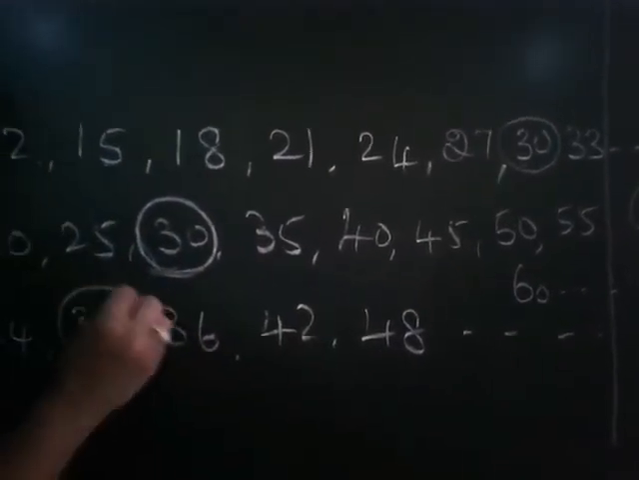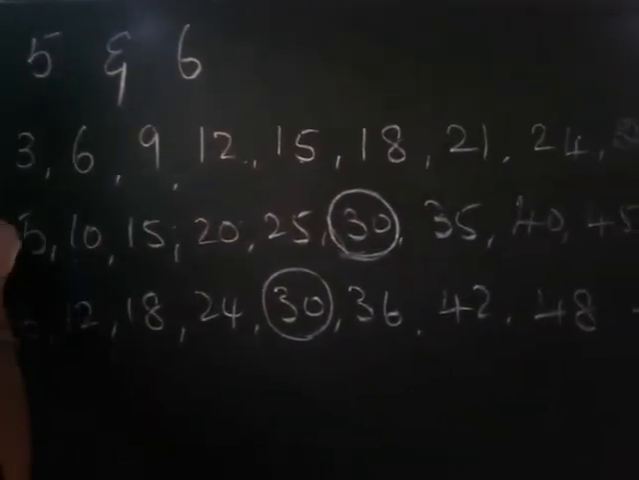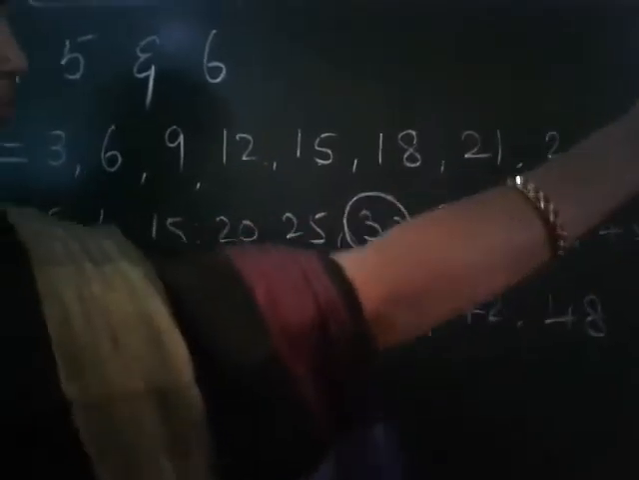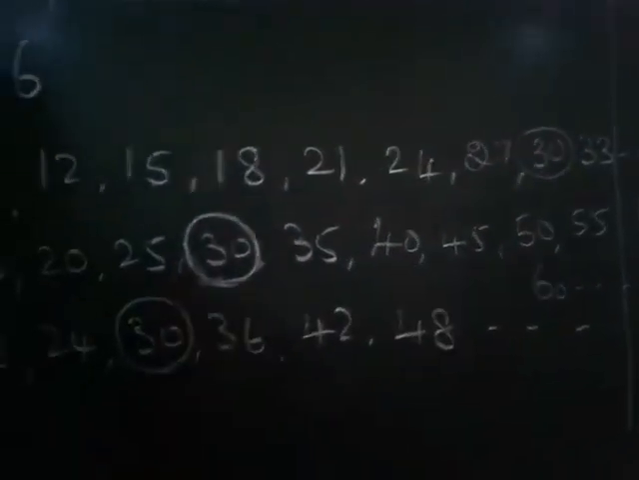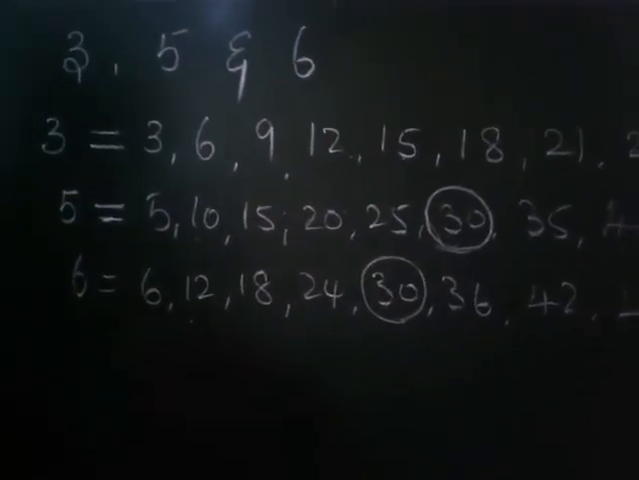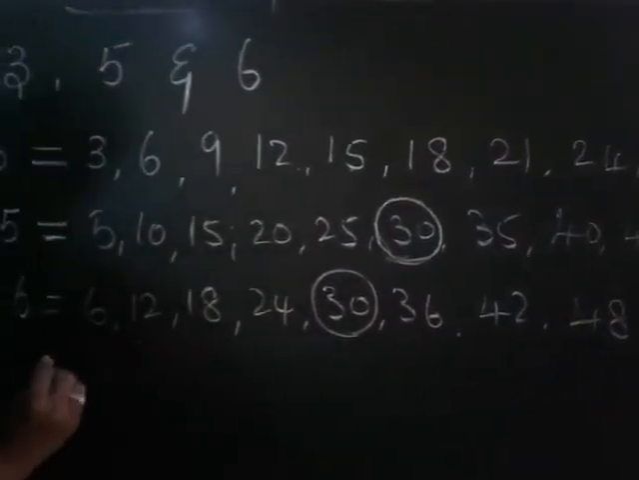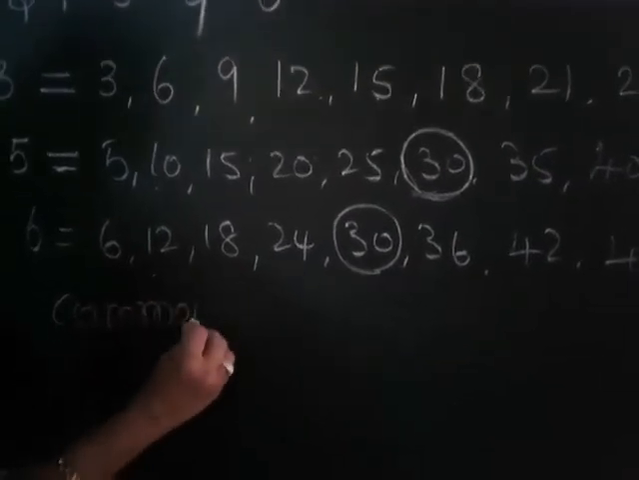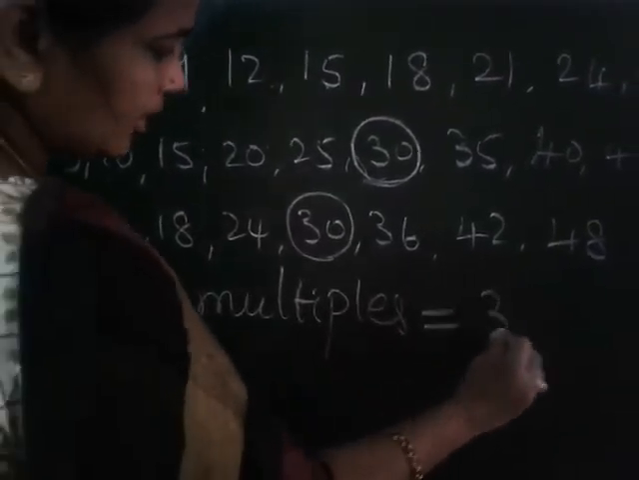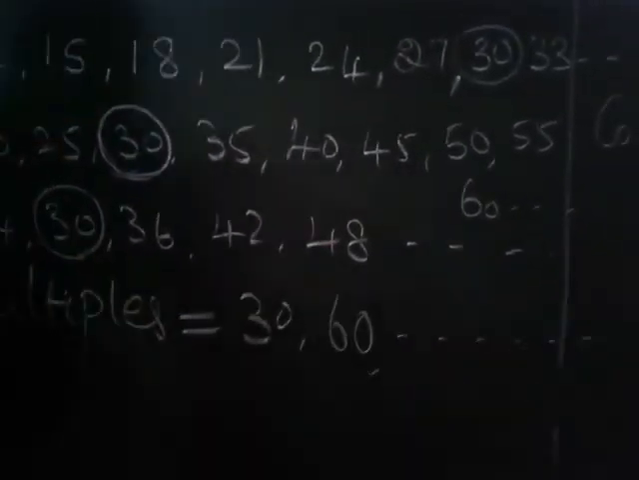Next you can take 60, because in the 3 table 60 will come, 3 20s are 60. In the 6 table also, 6 tens are 60. 5 also gives 60. So the common multiples are 30, 60. Common multiples also will not stop, they will go on.